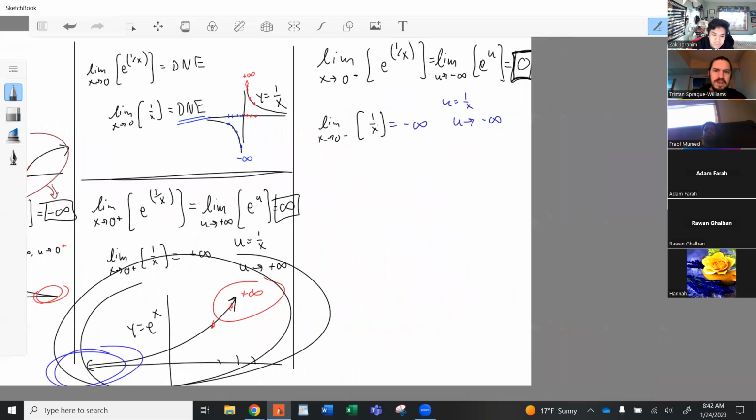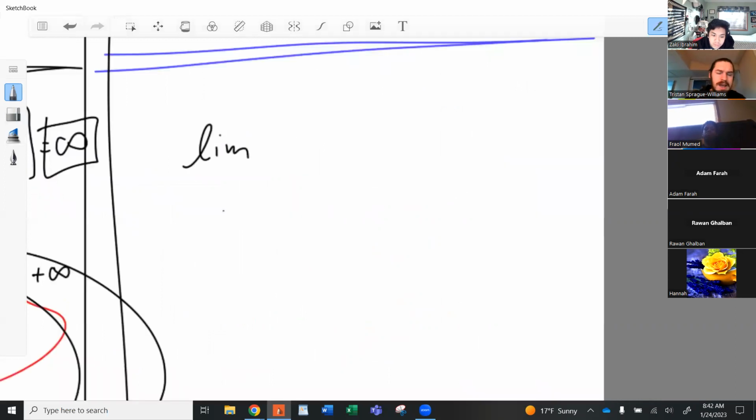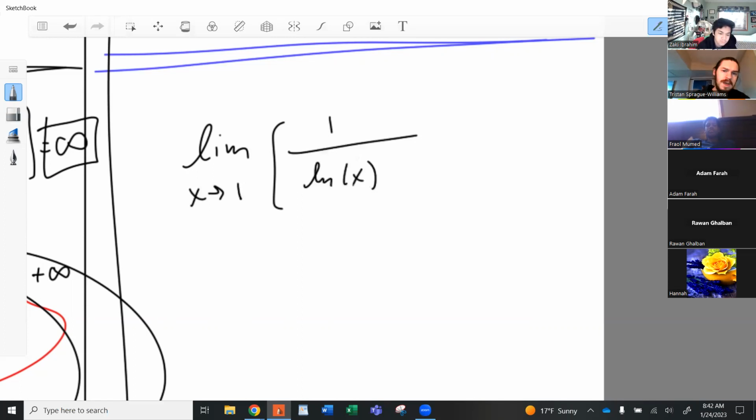Let's do another one of these compositions, because I got the sense that this is not comfortable yet. Okay, let's try. Whoa, okay, let me think about this. I think I want to do the limit as x approaches 1 of 1 over the natural log of x, and then let's square that. Okay.